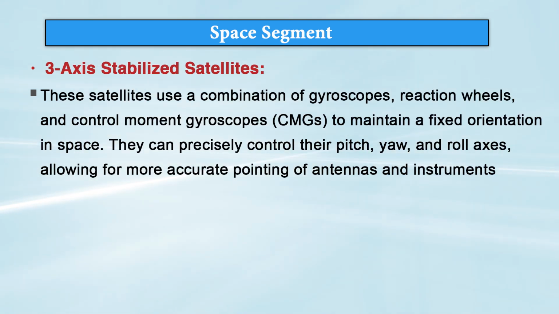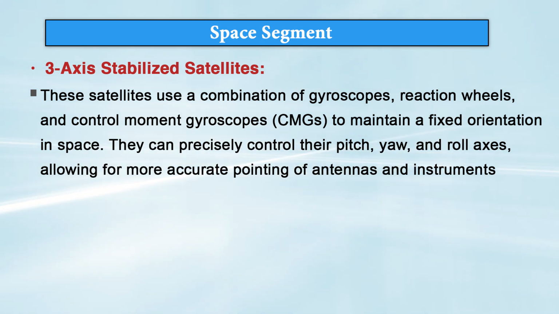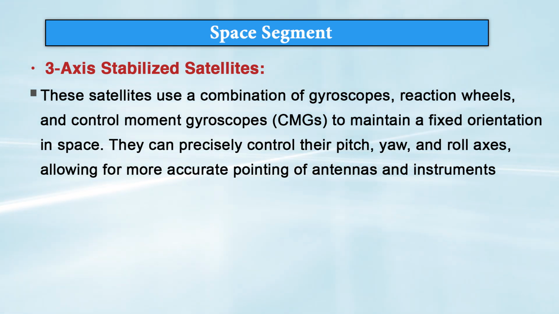Then another one is 3-axis stabilized satellite. These satellites use a combination of gyroscopes, reaction wheels and control moment gyroscopes, CMGs, to maintain a fixed orientation in space. They can precisely control their pitch, yaw and roll axes, allowing for more accurate pointing of antennas and instruments.